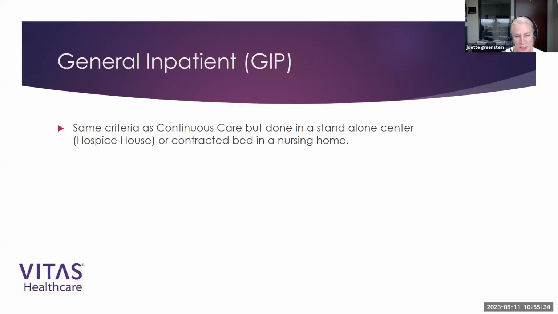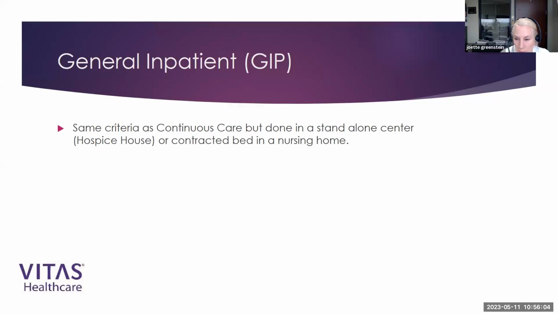So general inpatient is either done like in a hospice house where we see a patient admitted at the hospital and they're too unsafe to go home and they may die in transport. So they're put into a hospice unit and they may have less than 5 days to live and they need to keep their symptoms under control. So they go into the hospice house.